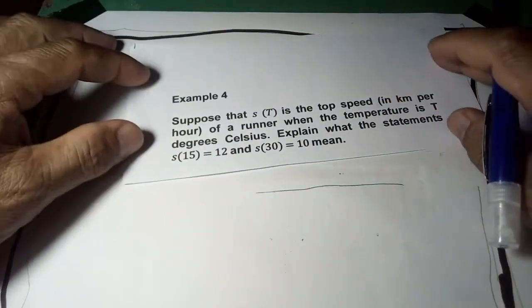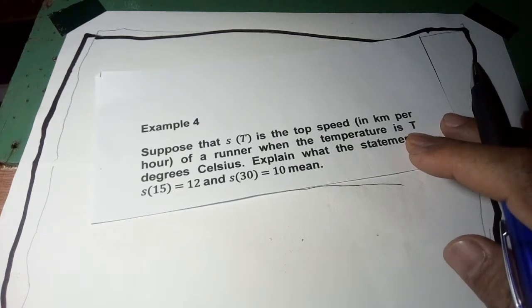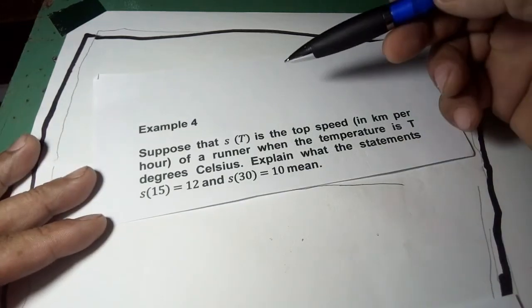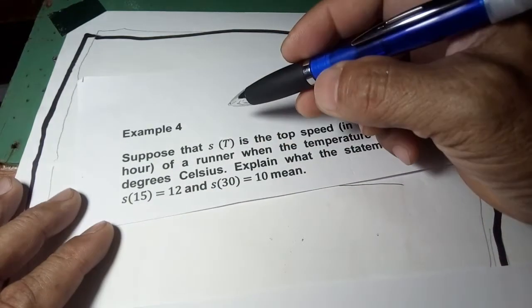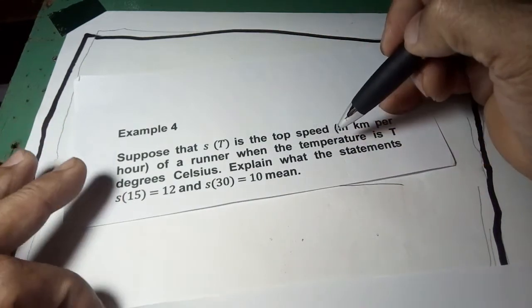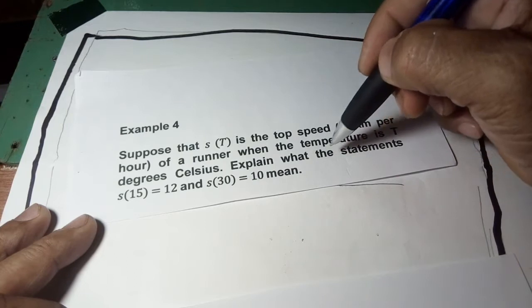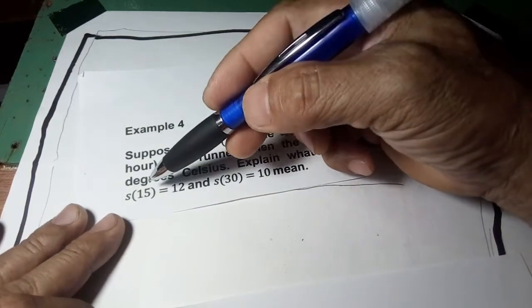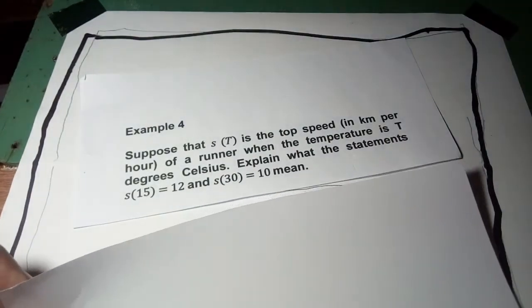Here we have a problem. Suppose that s of t, speed as a function of temperature, s of t is the top speed in kilometers per hour of a runner when the temperature is t degrees Celsius. Explain what the statements s of 15 equals 12 and s of 30 equals 10 mean.